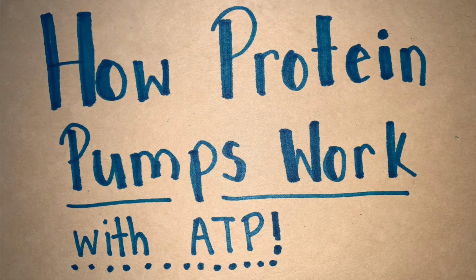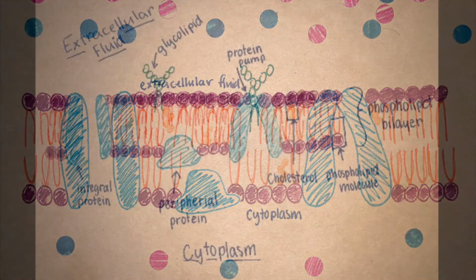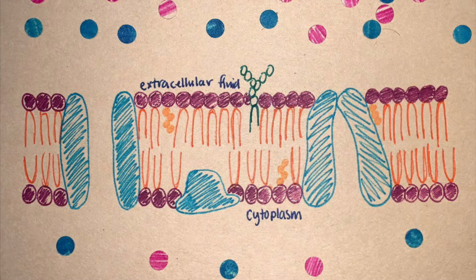Hey y'all, today we will be discussing how protein pumps work using ATP. We start off with the cell membrane, the phospholipid bilayer surrounding the protein pump, and the positive sodium ions and the positive potassium ions all around the cell. In this scenario, we are using sodium ions which are drawn blue and potassium ions which are drawn pink.